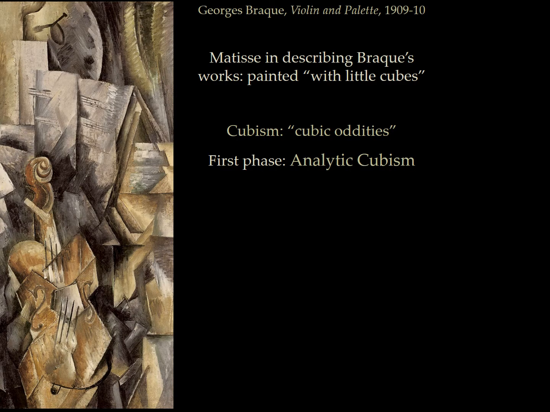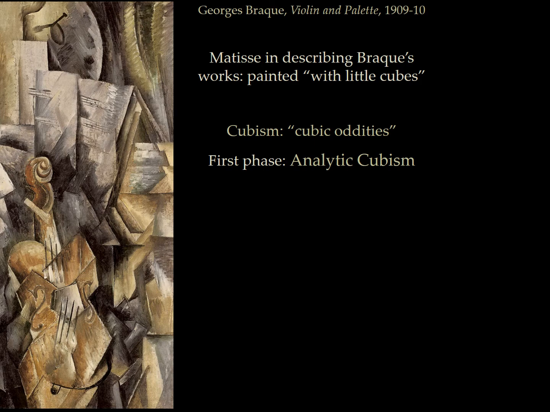So Matisse is actually going to be the artist in an interview who describes one of Braque's paintings as being made up of many tiny little cubes, petit cube as he stated. Therefore, the critic goes on to talk about this new style as being defined by cubic oddities, hence Cubism, as we would now say. Now that is of course a misnomer because there is not a single cube in Cubism, but merely flat planes that are fractured and overlapping.